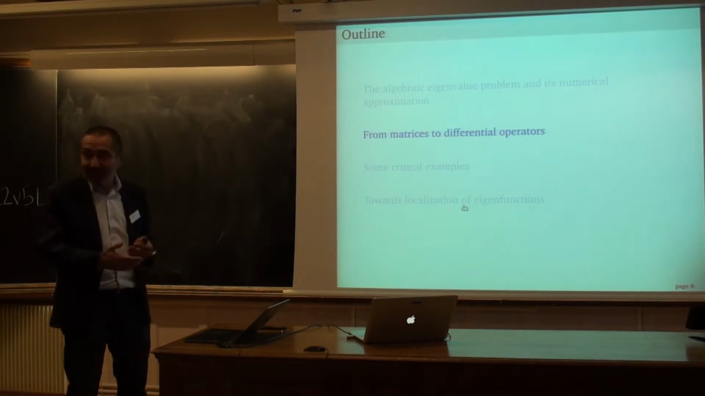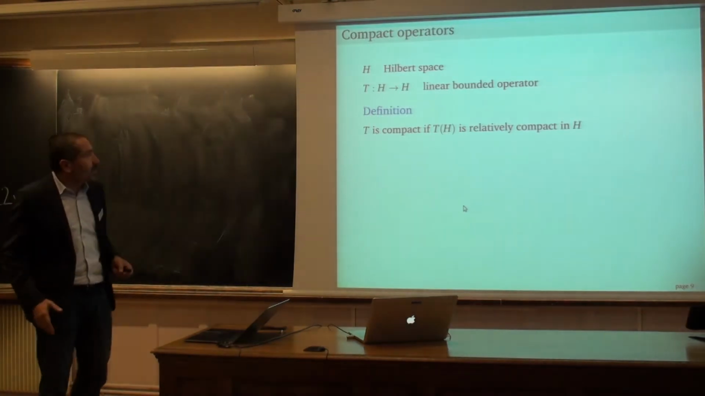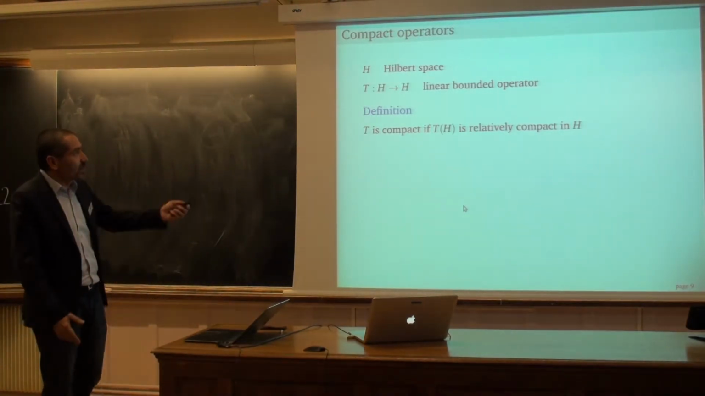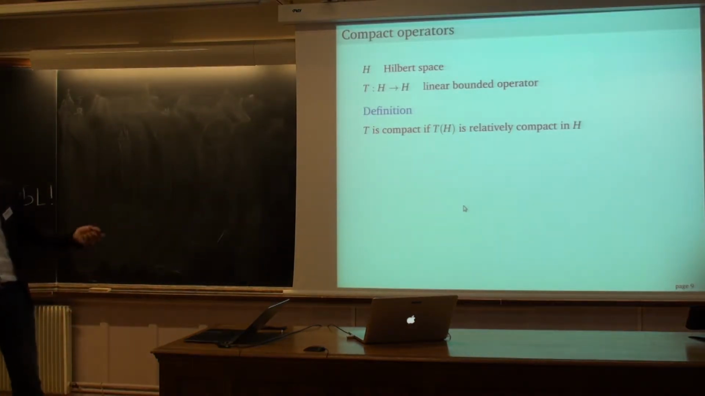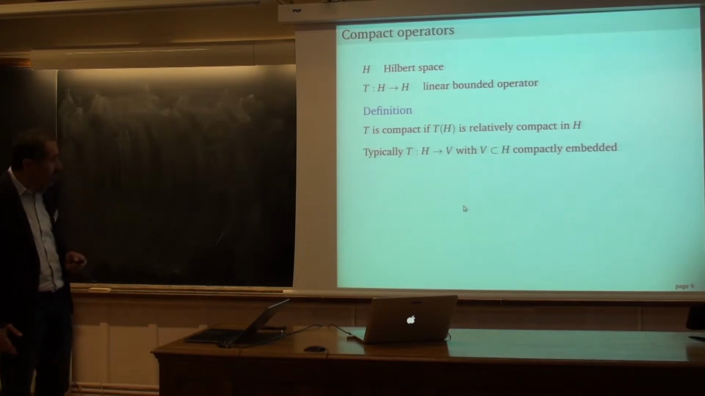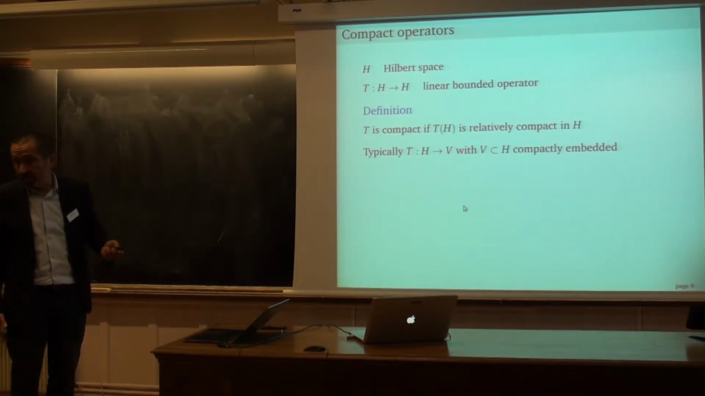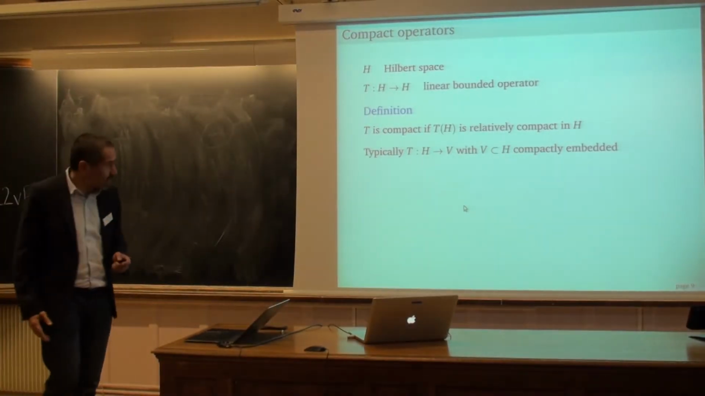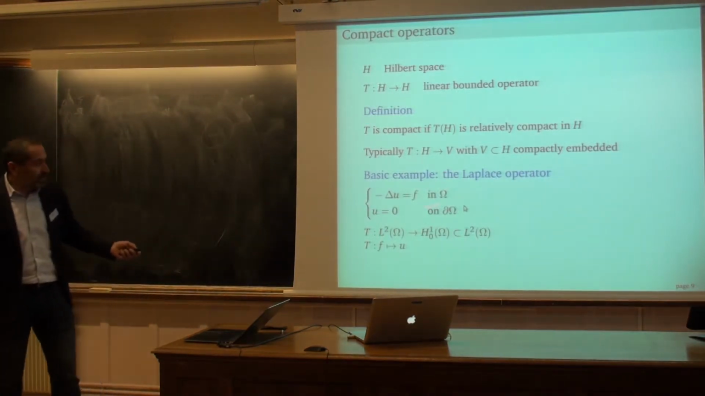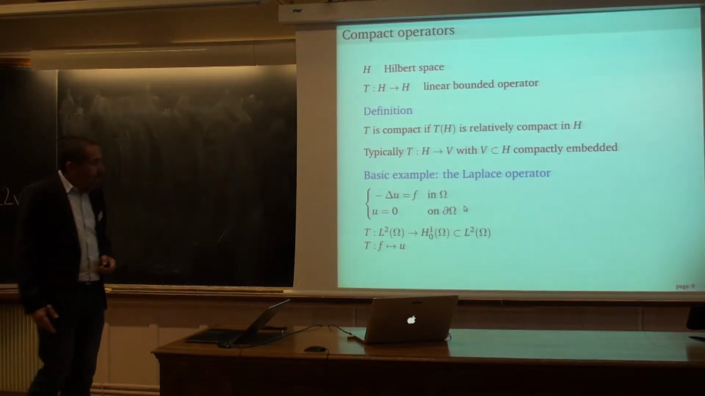And now let's go a step further. From matrices, now we go to differential operators. Just to give some setting, I'm usually working in Hilbert spaces. There is a linear bounded operator T, and T is compact if the range is relatively compact in H. This is well known. Typically, in differential operators, this comes from the fact that T actually has range included in V, which is a compact subset of H. In the case of the Laplacian, H would be L2 and V would be H^1_0. This is basically an example. So T is the solution operator that, given f, tells you what u is.